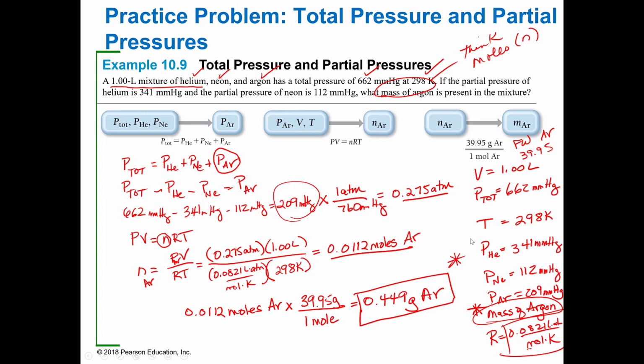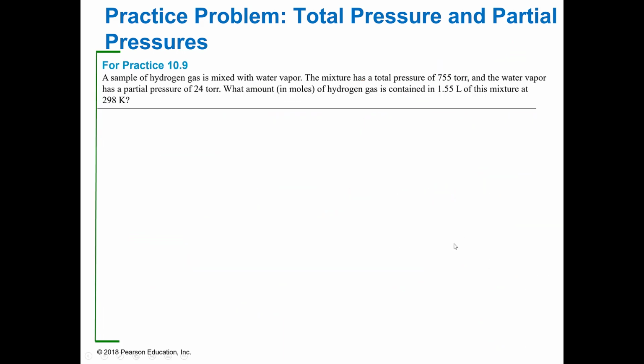Okay? So that's total pressure and partial pressures according to Dalton. I have given you one that's similar. Remember, torr is the same thing as a millimeter of mercury. Okay, so they have the same units, the same magnitude. 760 torr and 760 millimeters of mercury. All right, and so you have a practice problem, and that is your first scenario of total pressure and partial pressures.